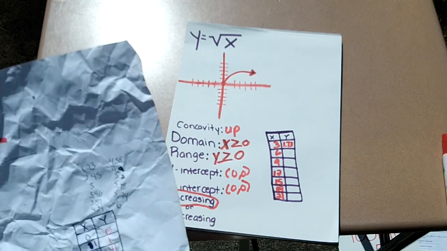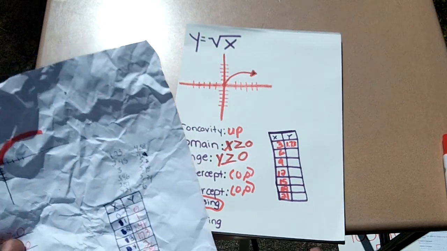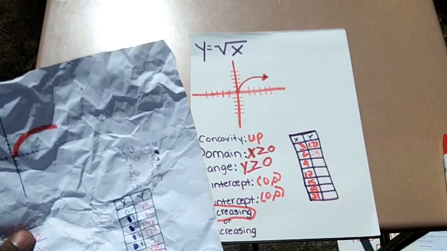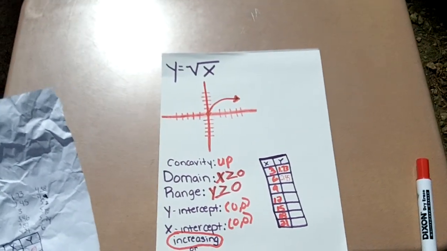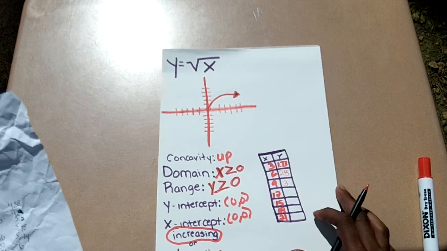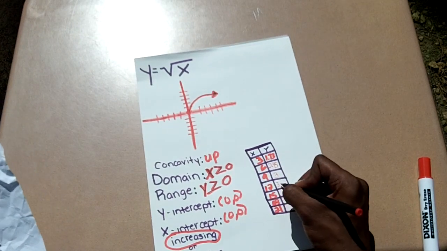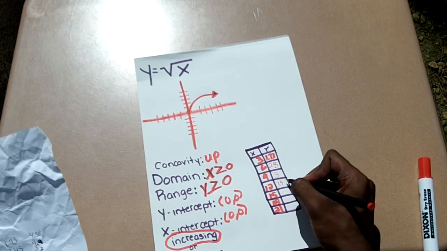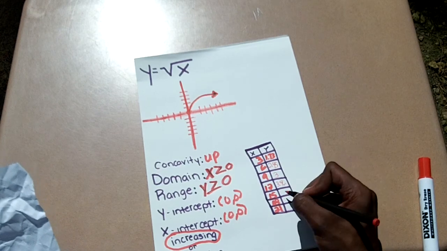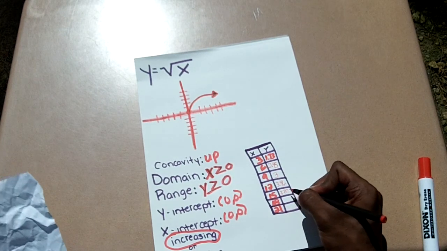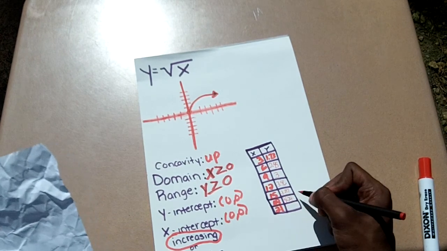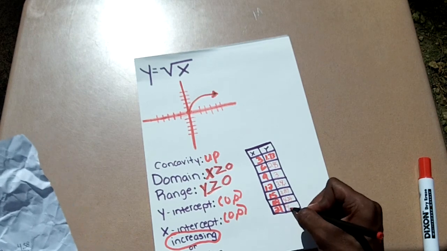When x is 6, y is always going to be 2.45. We all know that the square root of 9 is 3, and if you don't, then maybe you need to go back some grades. When x is 12, y is always going to be 3.46. When x is 15, y is 3.87. When x is 18, y is 4.24. When x is 21, y is 4.58.